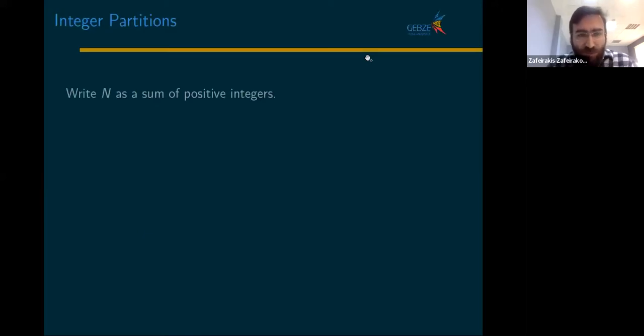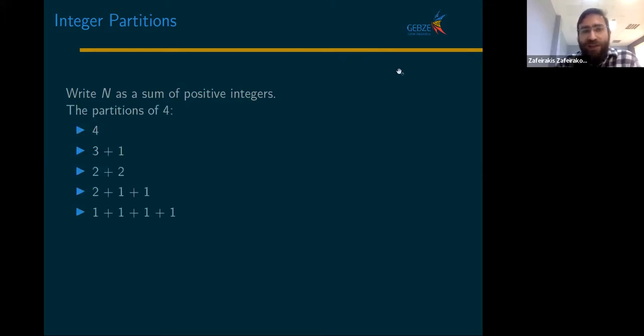To motivate, and also because one line of research of the methods we will use comes from the theory of integer partitions, let's first see what integer partitions are. We have a non-negative integer n, and we want to write it as a sum of positive integers. For example, the partitions of 4 are these 5 possibilities: either 4, or 3 plus 1, or 2 plus 2, 2 plus 1 plus 1, 1 plus 1 plus 1 plus 1.